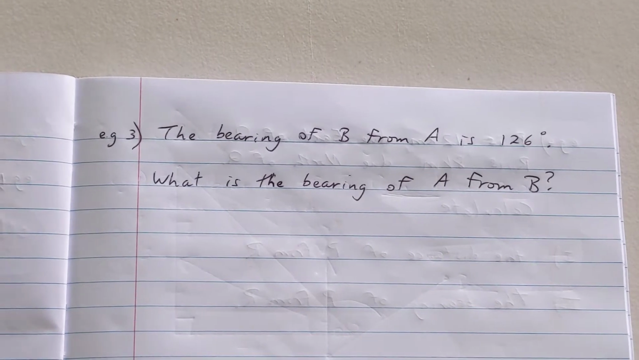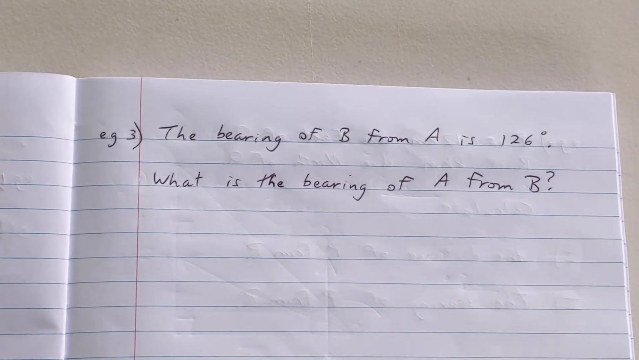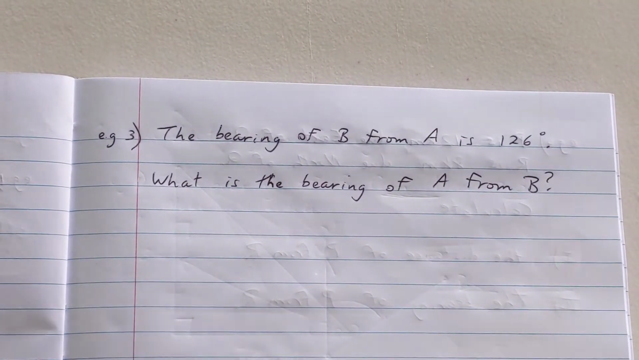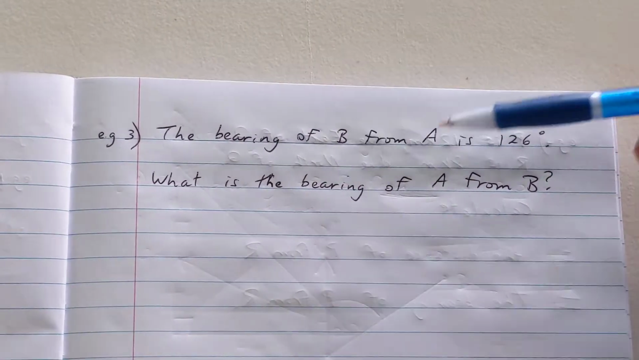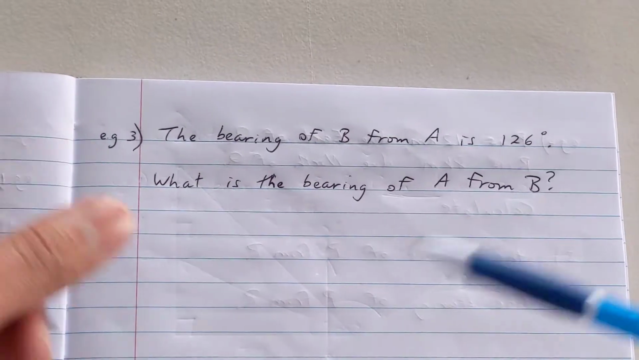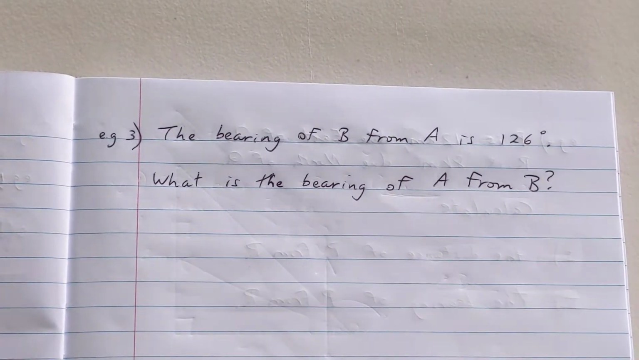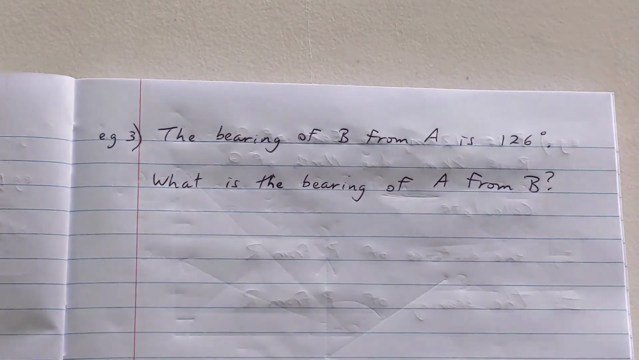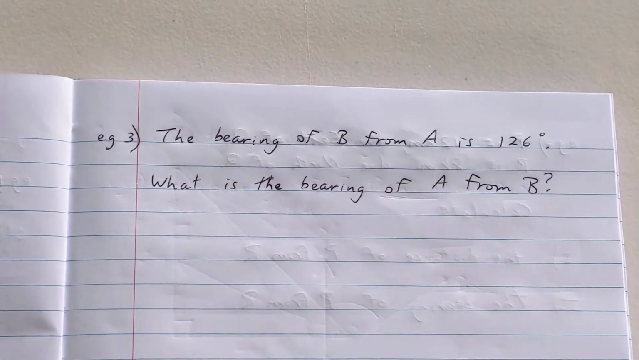The bearing of B from A is 126 degrees. What will be the reverse? So I'm going from Barbados to Antigua, and that's the bearing I fly on. What angle do I need to fly on, what bearing do I need to fly on, for the return home from Antigua to Barbados?